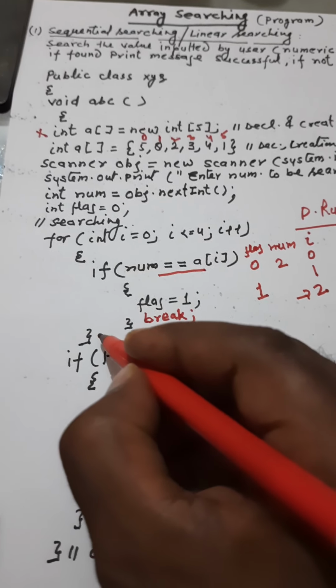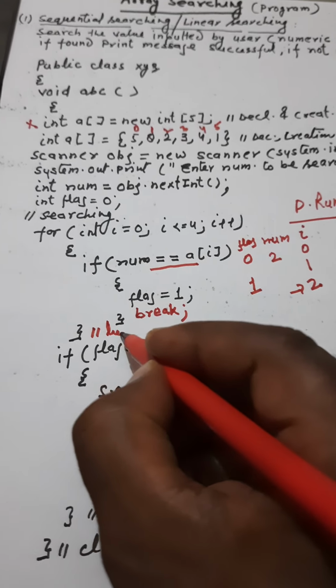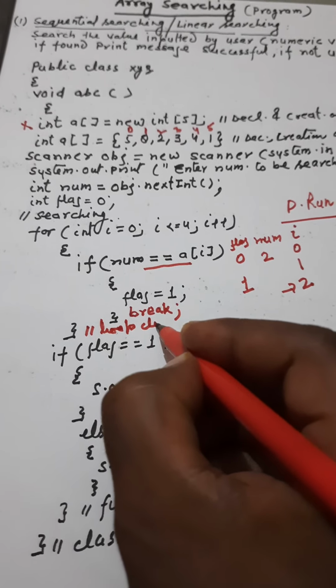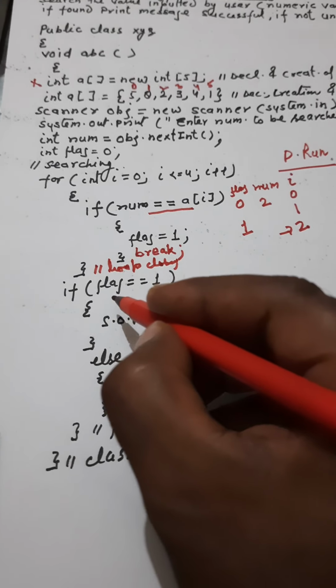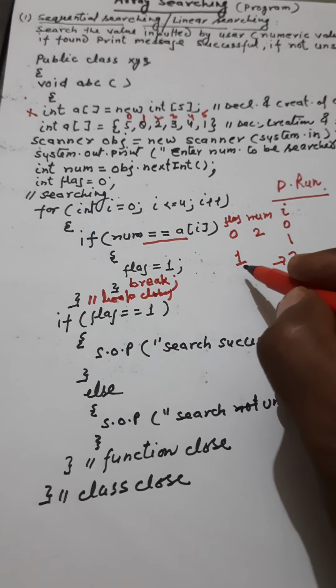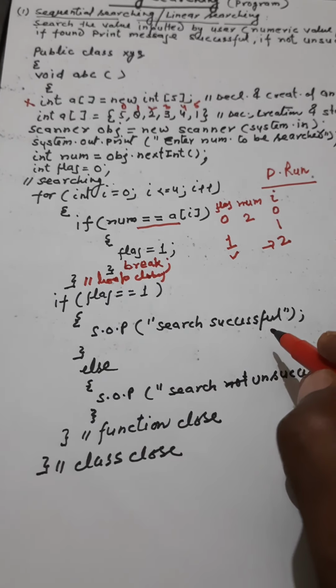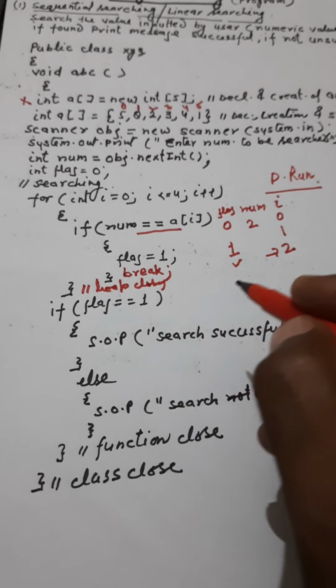So this is the closing of the loop. Then after coming out from the loop, we will check whether flag is equal to 1. Yes, flag is equal to 1. So SOP search successful, else search not successful. Right? So in this case we are getting the value.